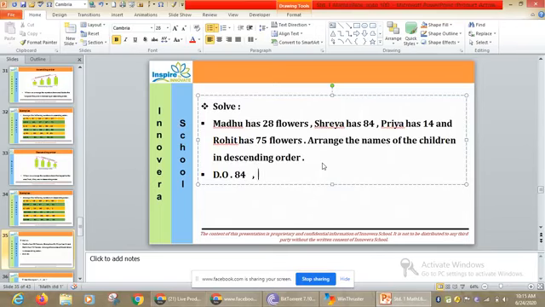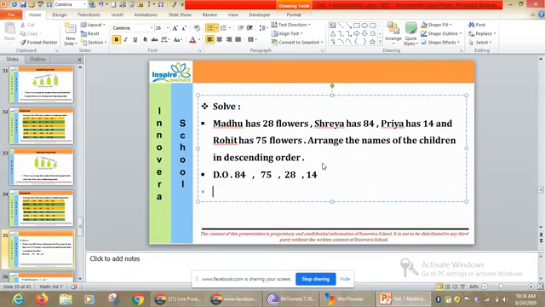Okay. Then after Shreya, who is having? Rohit. Rohit is having 75 flowers. After Rohit, Madhu. Madhu is having how many flowers? 28. And the last one is Priya. She is having 40 flowers. So this is the order of the numbers.